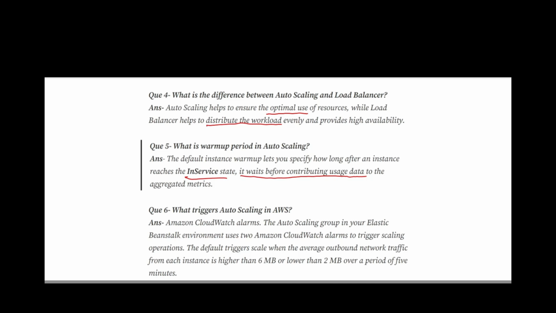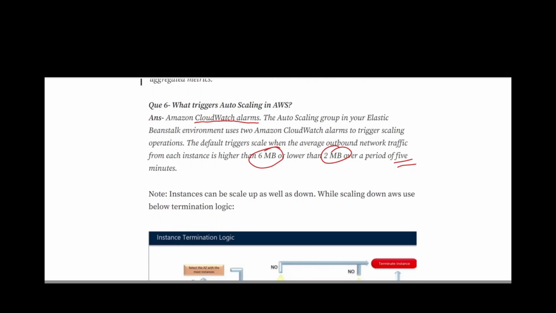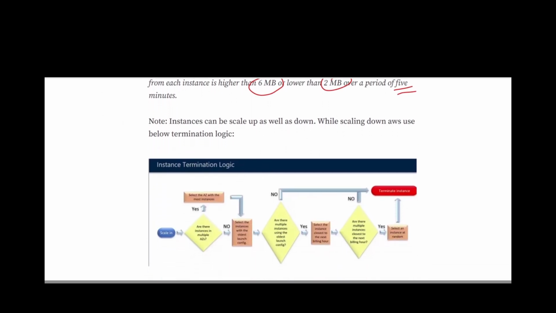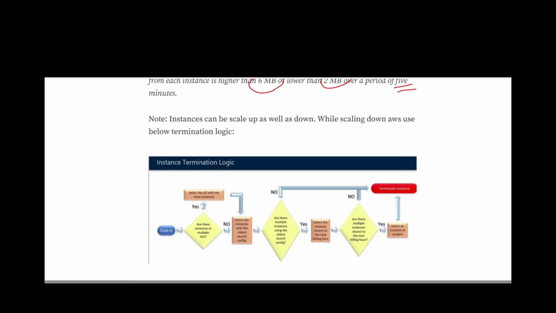Question number 6. What triggers auto scaling in AWS? This is an important question with respect to the exam. People often get confused about what actually triggers auto scaling. So an Amazon CloudWatch alarm is what triggers auto scaling in AWS. The auto scaling groups in your Elastic Beanstalk environment use two CloudWatch alarms to trigger scaling operations. The default trigger scales when the average outbound network traffic from an instance is higher than 6 MB or lower than 2 MB over a period of 5 consecutive minutes.